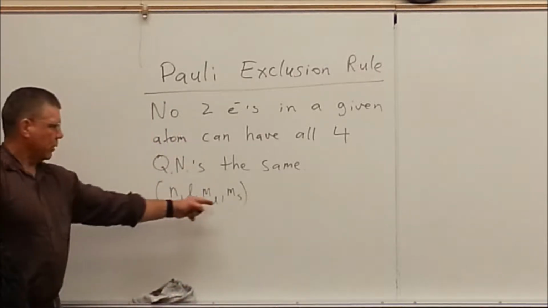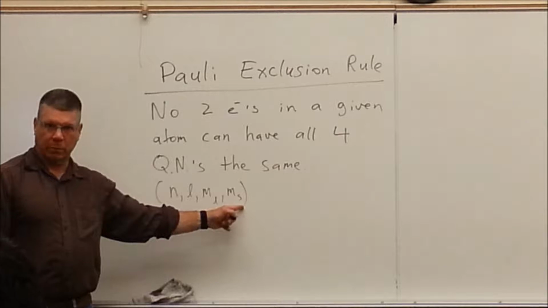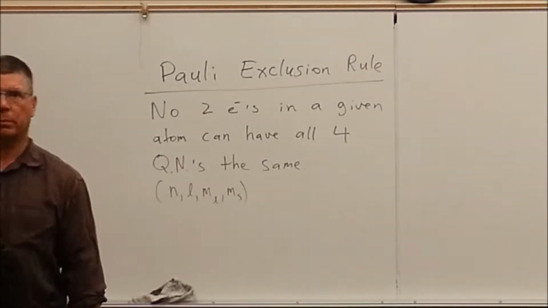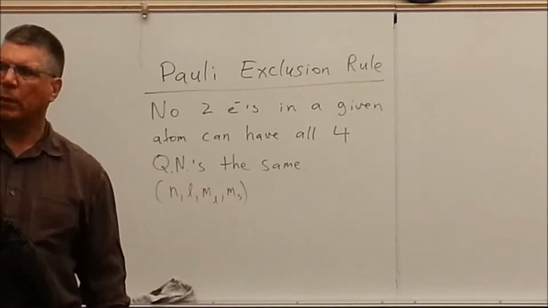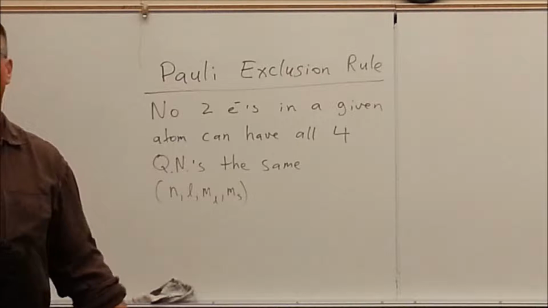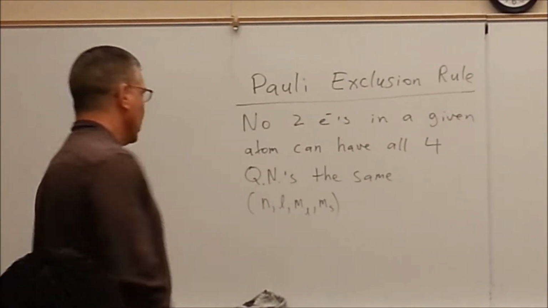And so I believe I described m sub s for you last time. Does that look familiar? The spin quantum number. What's the rule for m sub s? Do you guys know that one? Up arrow or down arrow? Yeah, and it can only have two values, right? They're plus or minus a half, but that really doesn't matter, it's just that they can have two values, that's the point.